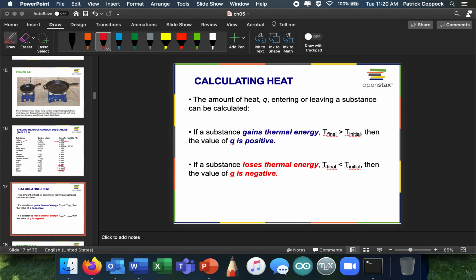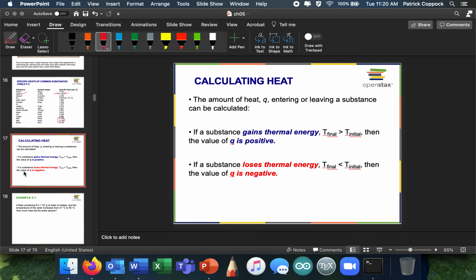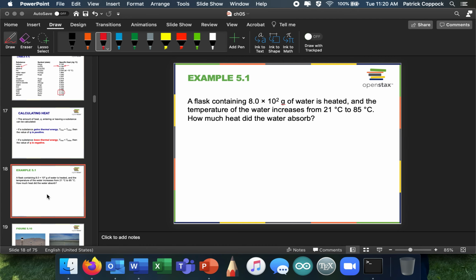All right, so let's talk about calculating heat. The amount of heat required or leaving a substance can be calculated in the following way. If a substance gains thermal energy, then Q is positive. If it loses thermal energy, then Q is negative. And let's look at a specific example, okay?